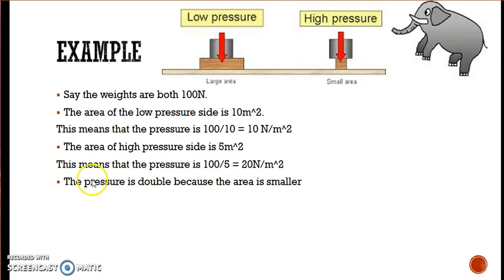Alright. This means that the pressure is 100 divided by 5, and that becomes 20 newtons per meter squared. So yeah, 20 pascals. That's the pressure. The pressure is doubled because the area is smaller.